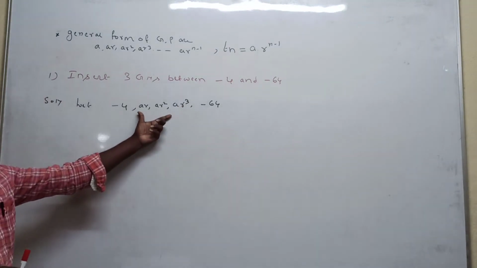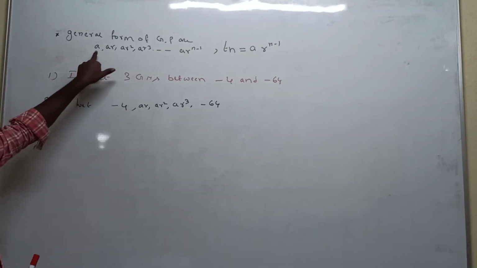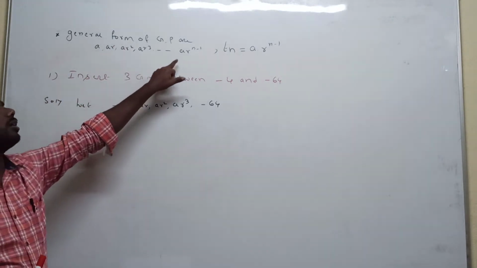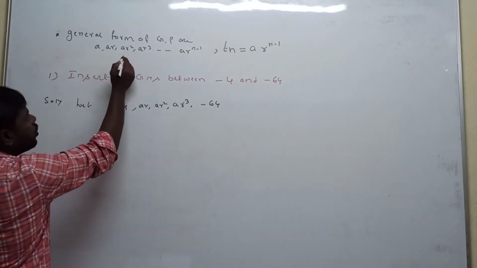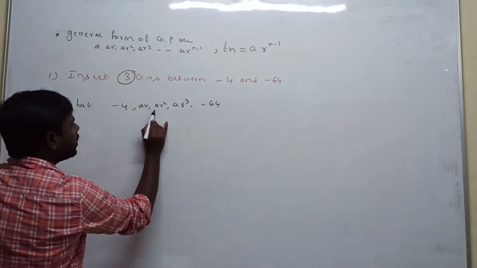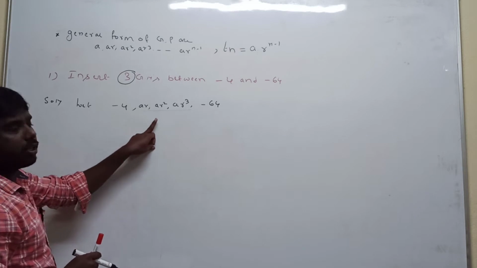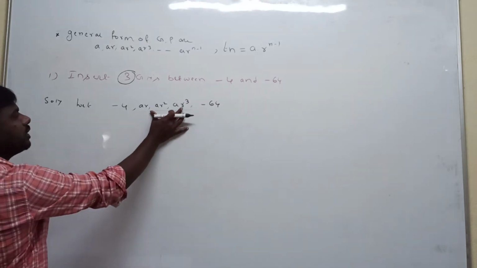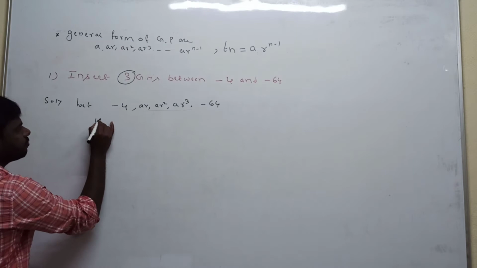In the general form of the geometric progression, A is called the first term, then second term, third term, fourth term, and so on, nth term. Now the first term is already given, and we are asked to insert 3 geometric means. The second term is AR, the third term is AR square, the fourth term is AR cube. We insert only 3 elements in between minus 4 and minus 64.